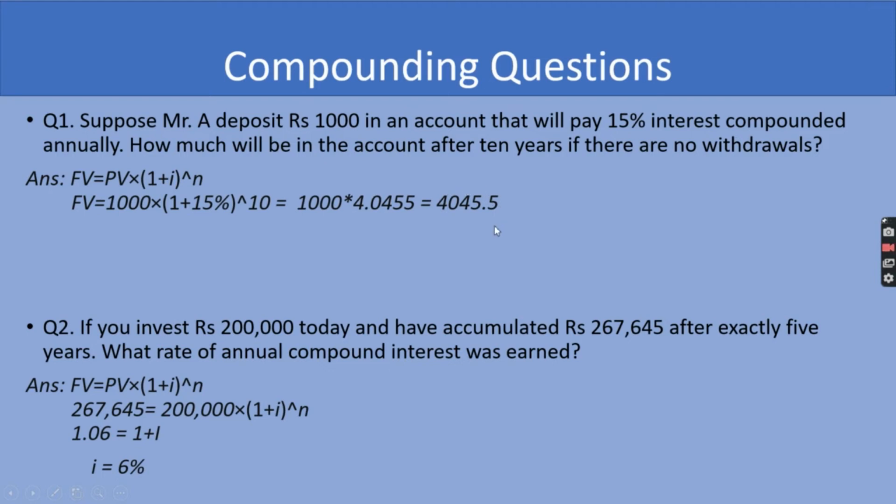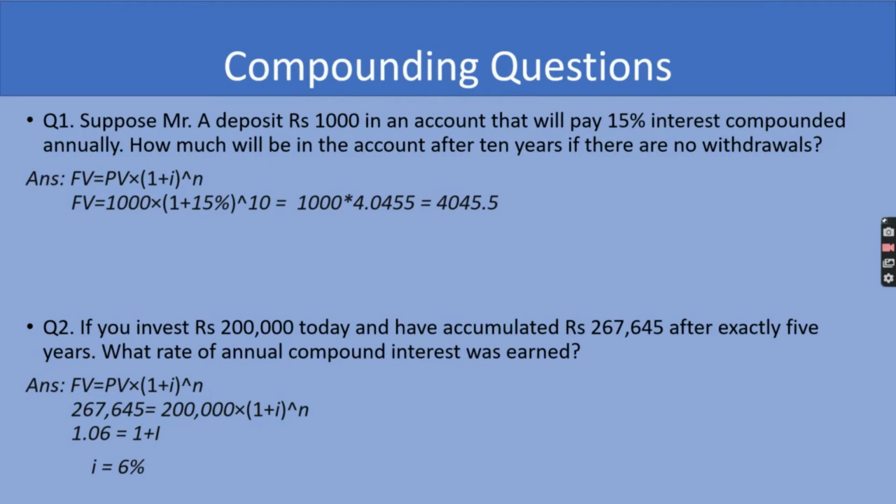4045.5. If you are a CFA or FRM candidate who has a financial calculator, you can also solve it very easily using the financial calculator. You can compute with me. Second, clear TVM, 1000 present value, 15 I/Y, and 10 is the N, 10 N. Now press compute, calculate future value. You'll get 4045.55.